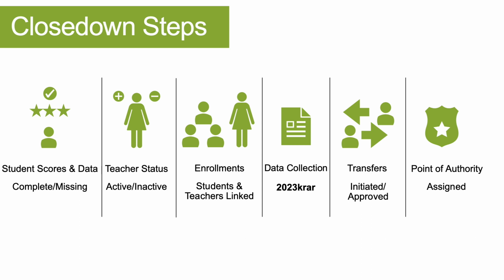Next, we want to make sure that the teacher and student status is correct in the system. For instance, if the teacher information has changed, maybe there's a name change or an email needs to be updated, we want to make sure that information is correct in the system. Likewise, with students who may have transferred or moved away, we want to make sure that all of that information is updated in the system. So go in and check the status of both the teacher and the student as you go through your close down process.